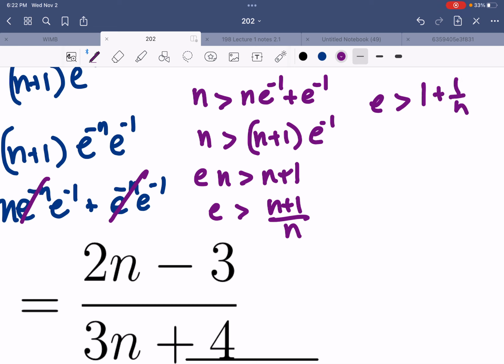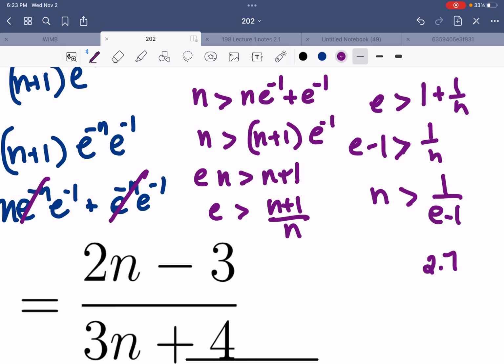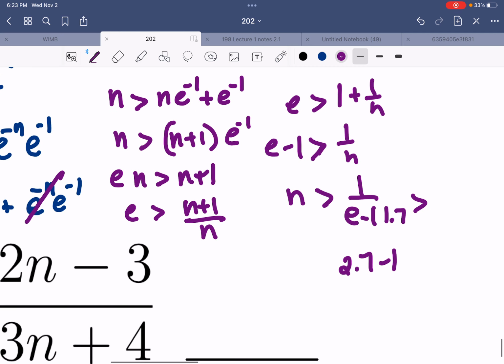over n. And we have e minus 1 being greater than 1 over n. So that's only true for n greater than 1 over e minus 1. Now, e is 2 point something, 2.7, minus 1. So this is like 1 point something. So this number here is greater than 1. Sorry, is less than 1.